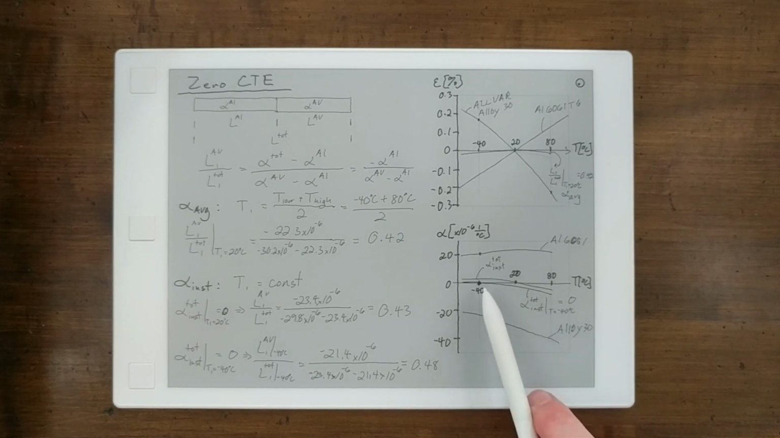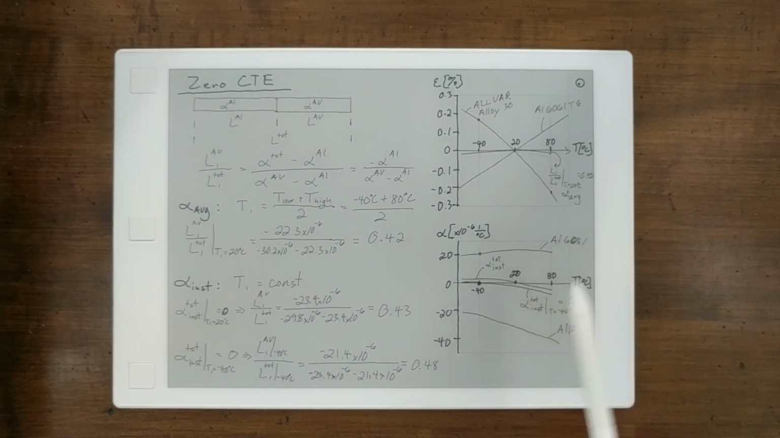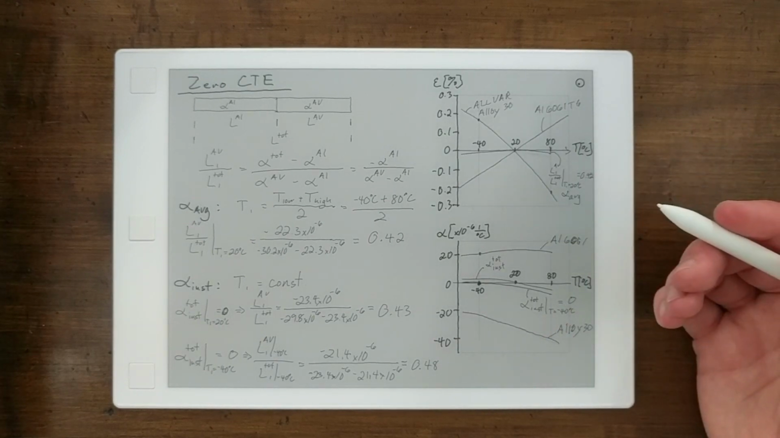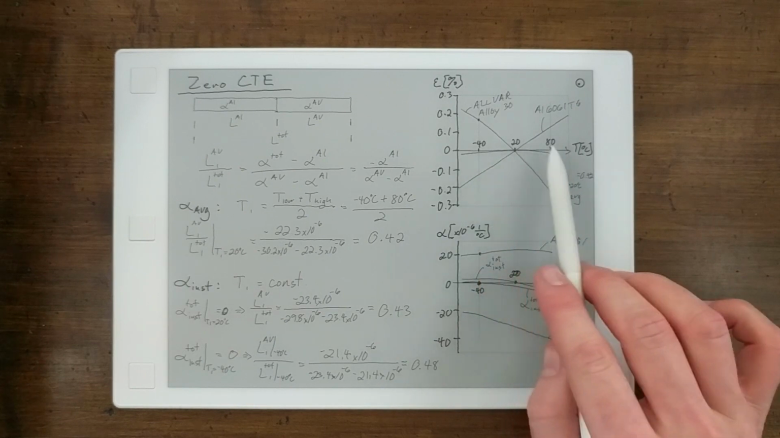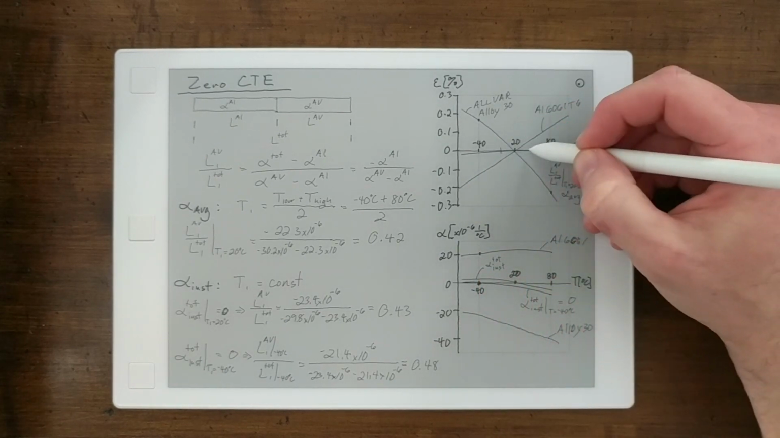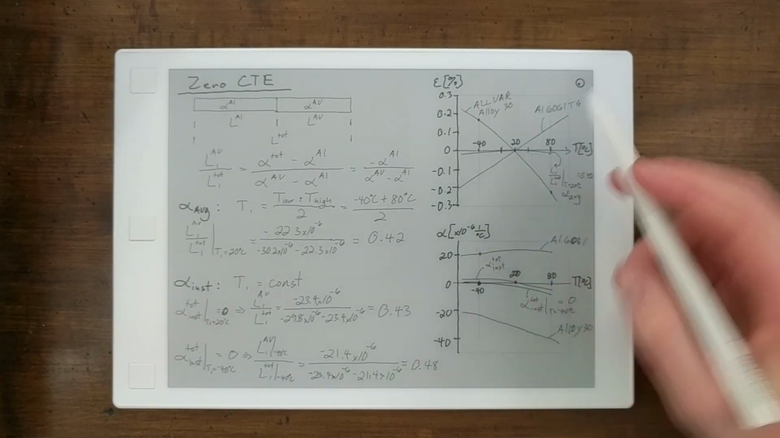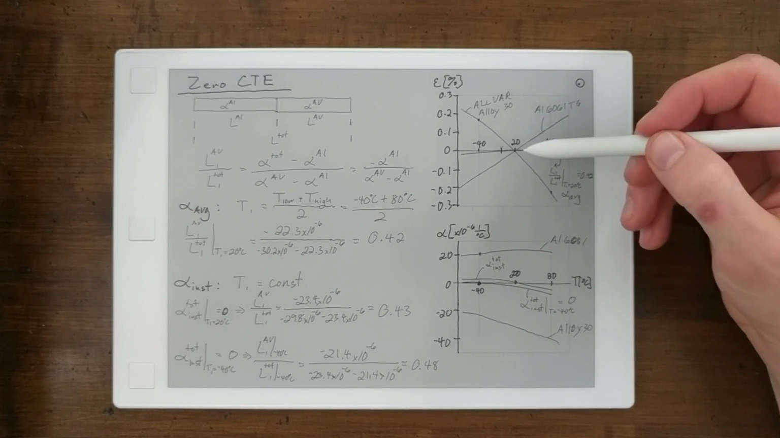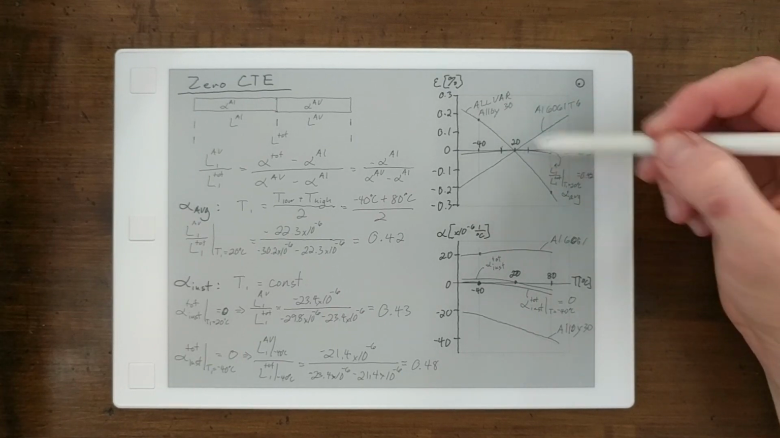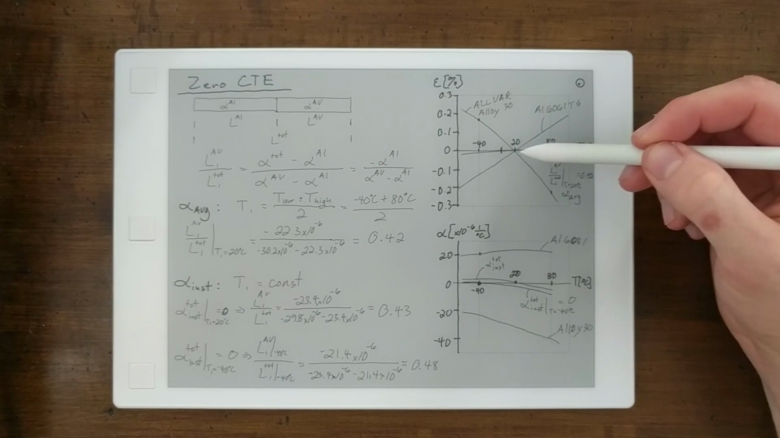So now if you added a little bit less, or a little bit more aluminum, took away some of the ALLVAR, then you can actually get this 0 CTE crossing to increase in temperature. So you can actually dial it in across a very wide temperature range. And this can be important if you're not concerned about very large temperature swings, but if you're concerned about smaller temperature swings, maybe plus or minus 10 or 20 degrees Celsius, where this discrepancy caused by the curvature at the extreme temperatures isn't that big of a deal.